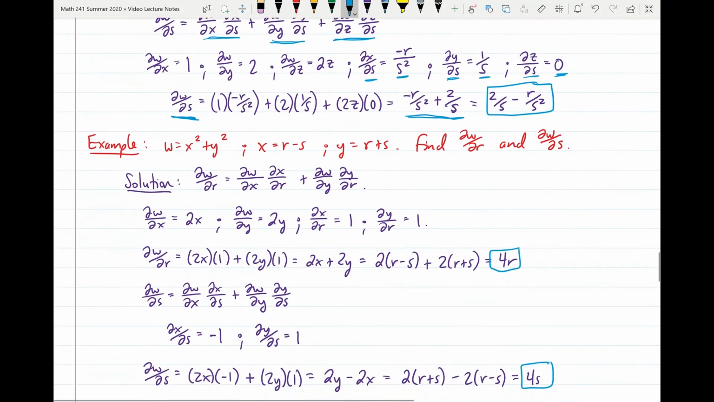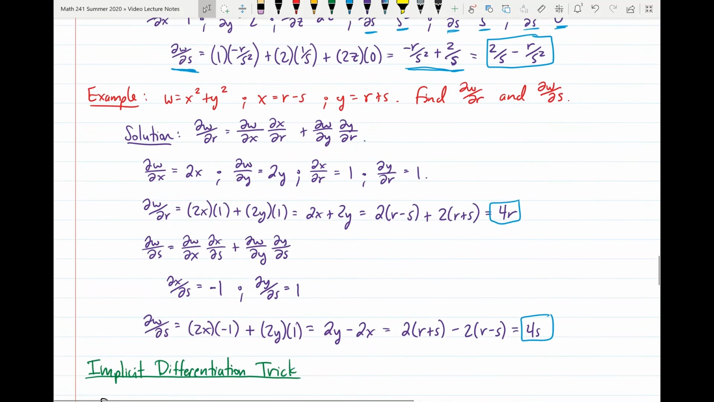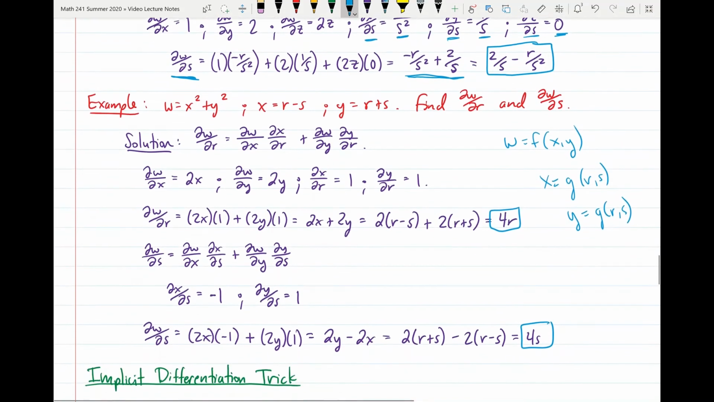Okay, and let's move on to another example here. The importance of this example, the reason that I included it, is because here w is a function of two variables, just two intermediate variables, x and y, but x is a function of two variables and y is a function of two variables. So here we're going to be exploring what happens when you have a function of two intermediate variables where each of the intermediate variables is given as a function of two independent variables, whereas before we had three intermediate variables.